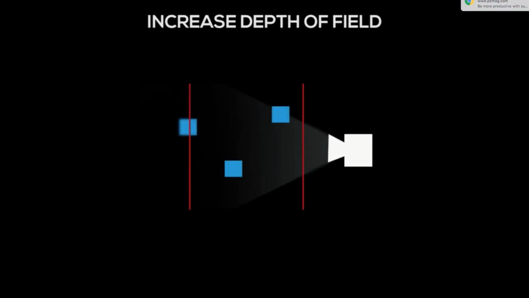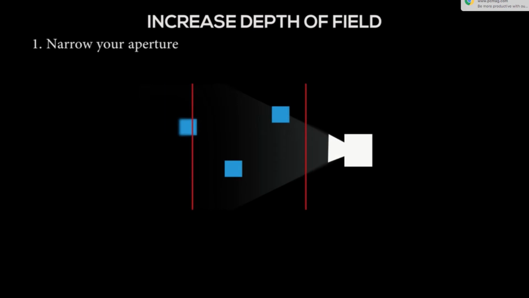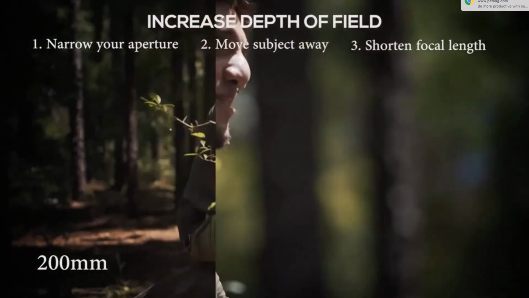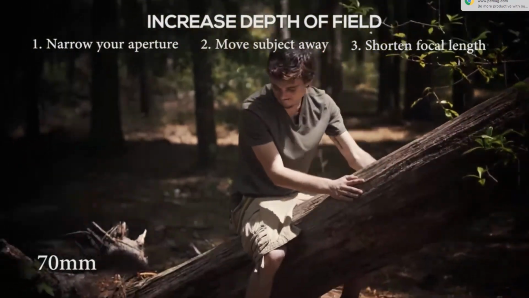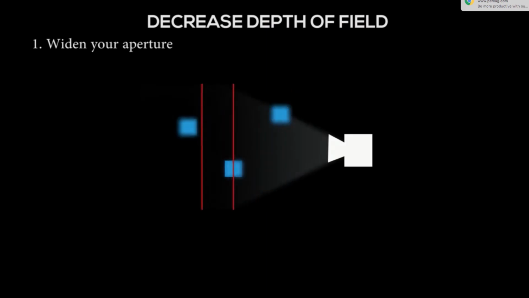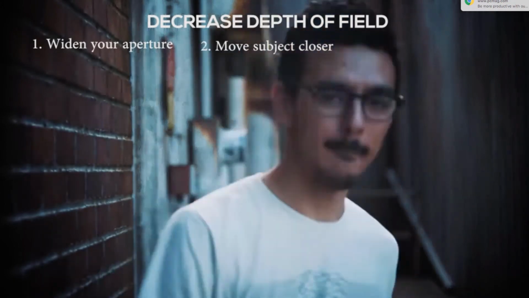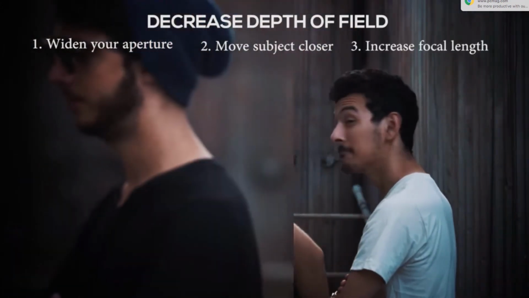So to sum everything up, if you want to increase your depth of field, you need to narrow your aperture, so you need to pick a larger f-stop number. You can also move your subject further away from the camera, or you can shorten your focal length. And you can use a combination of all three to get an even deeper depth of field. But if you try to do the opposite, if you try to decrease your depth of field to make it more shallow, you want to widen your aperture, so you want to pick a smaller f-stop number. You want to move your subject closer to the camera, or you can increase your focal length.